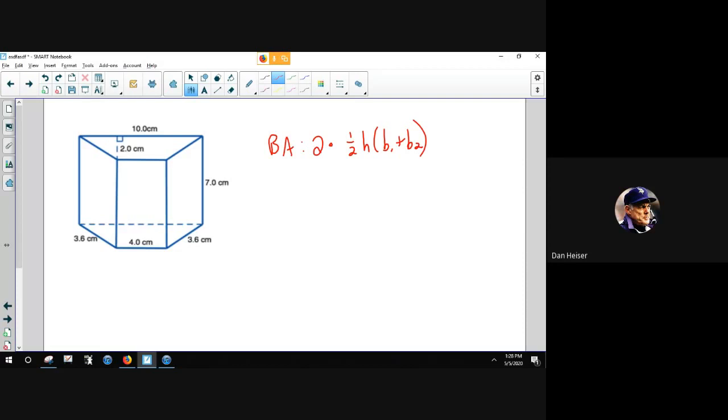So we know the height of the trapezoid is 2. One base is 4. One base is 10. Our base area is going to be 28 centimeters squared.